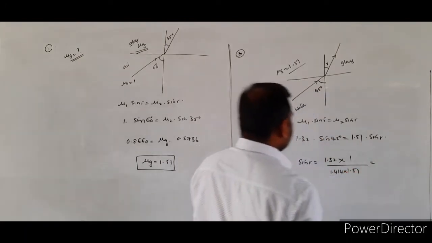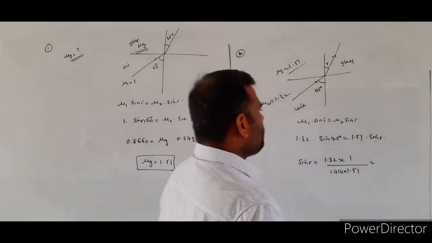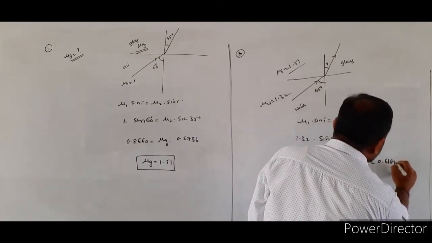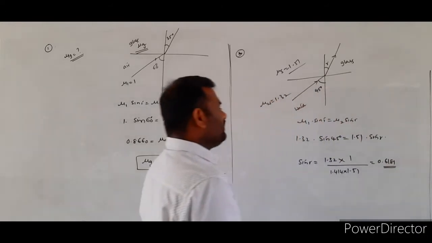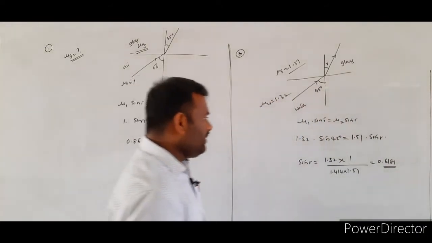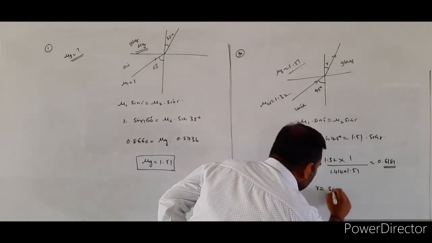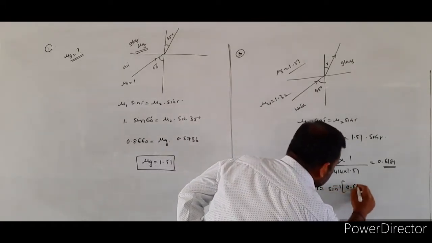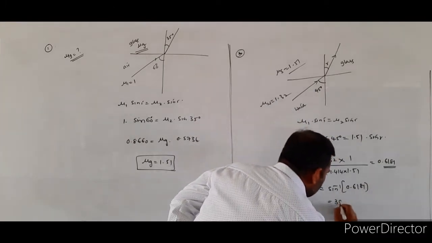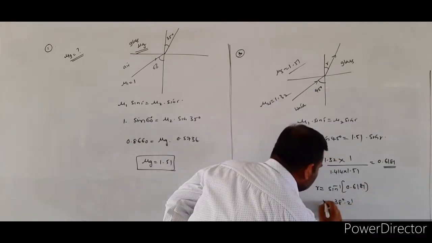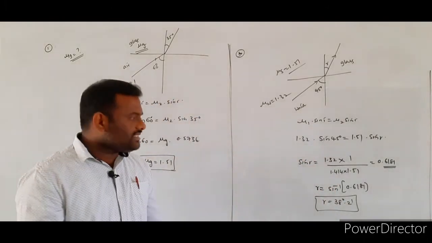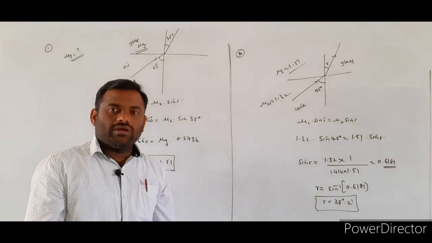If you simplify, you will get the sin R value as 0.6181. Therefore R is equal to sin inverse of 0.6181. From the sin table, you will get the R value as 38 degrees 2 minutes. Like this we solve problem number 9.5.